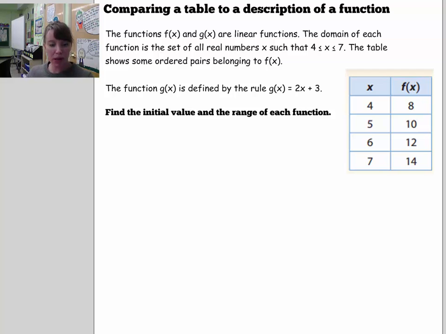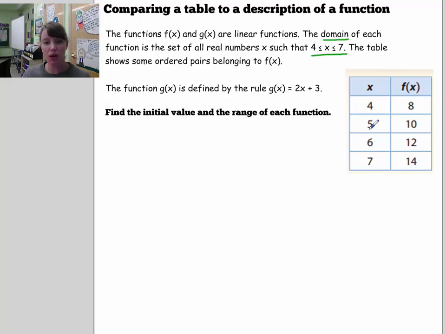When you're comparing functions, sometimes you might be asked to compare functions that are in two different forms. So here we're given a function f of x and g of x, and the function f of x is defined by the coordinates in the table. It looks like the domain of each function is the set of all real numbers between 4 and 7, including 4 and 7.